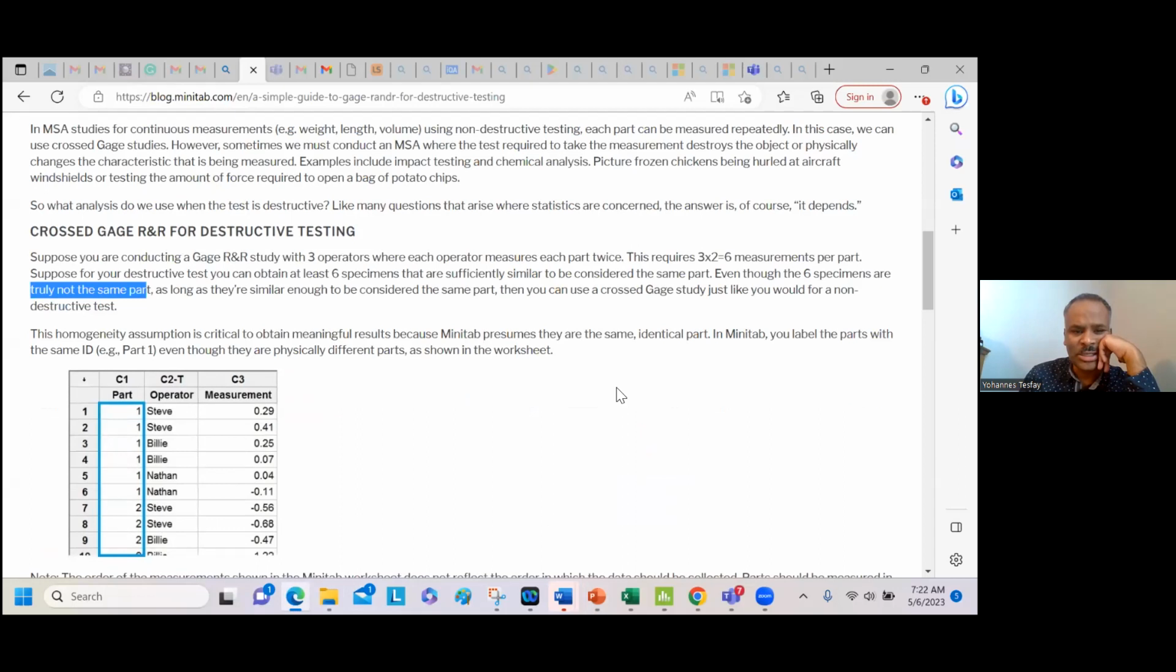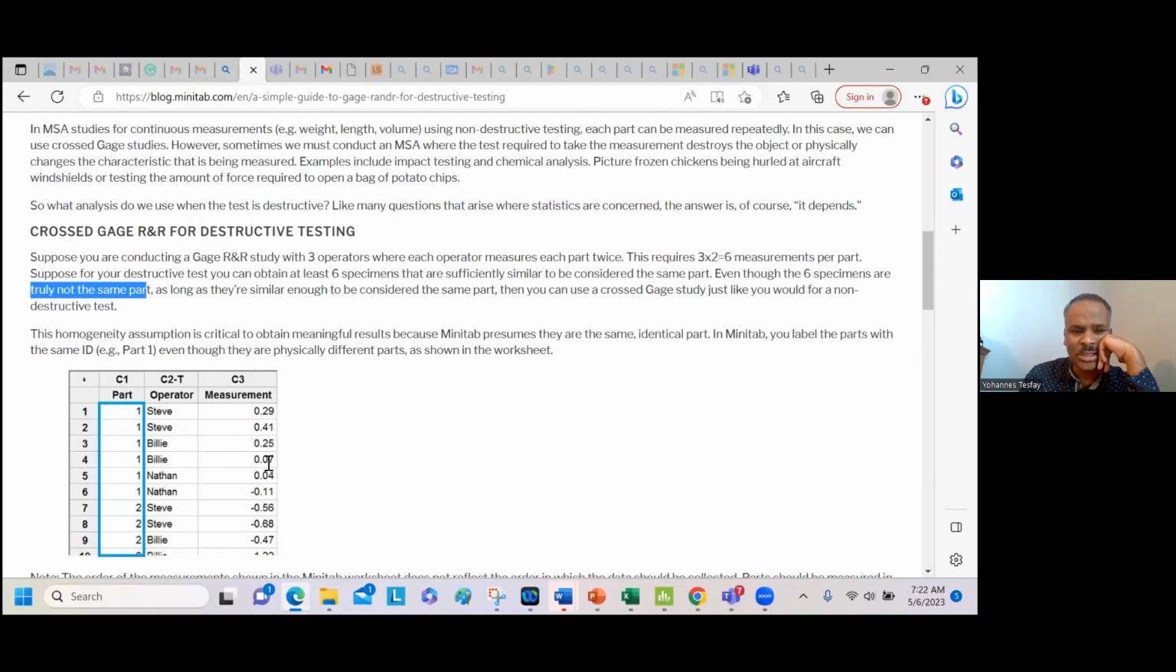Like the result, let's say a value, then you are going to put it in order to conduct the gauge R&R. That is one approach. The other one is nested.